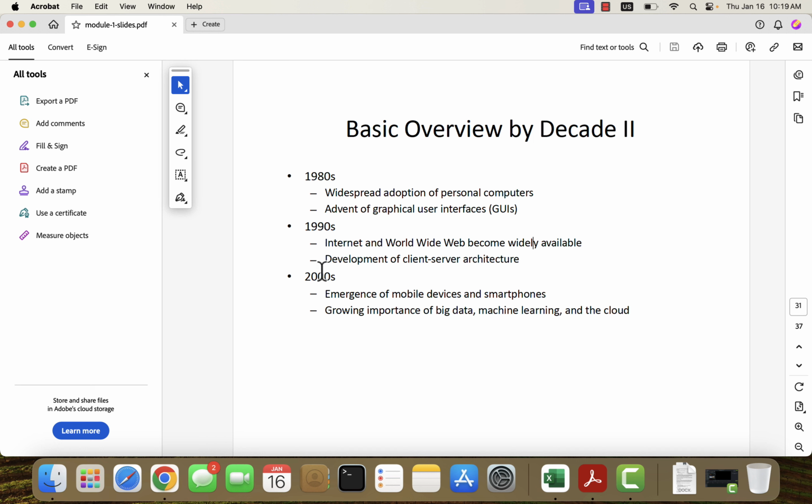Okay. And then in the 2000s, we had the emergence of mobile devices and smartphones. And I believe that I mentioned this in class, maybe last class or the class before.